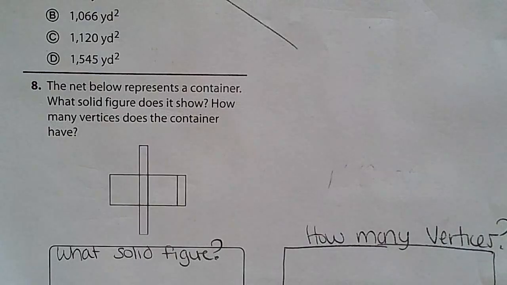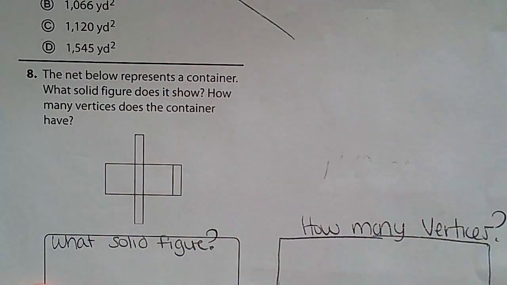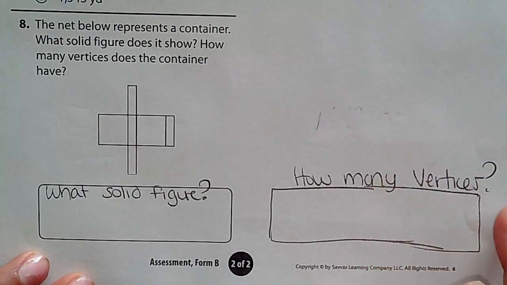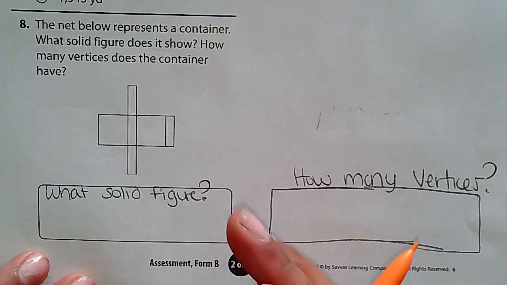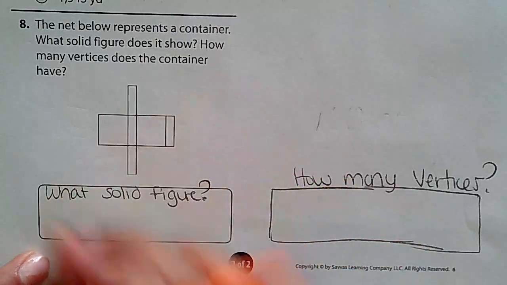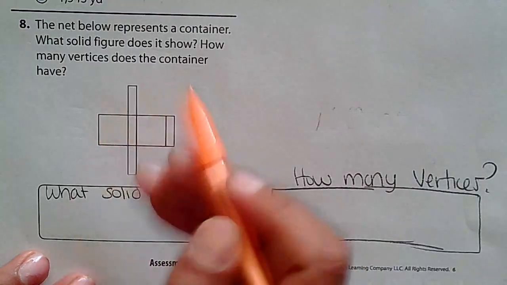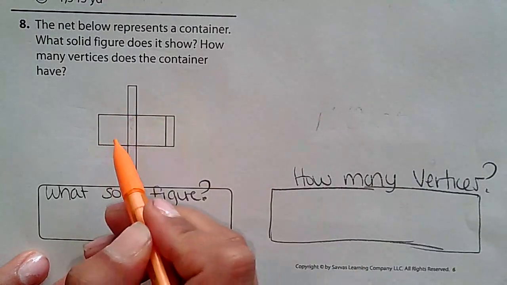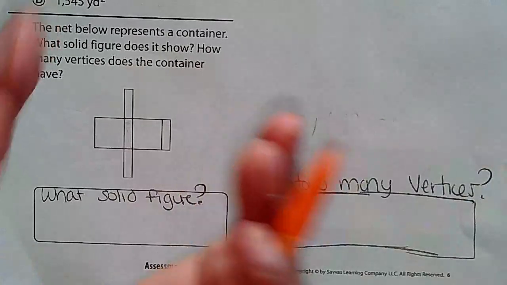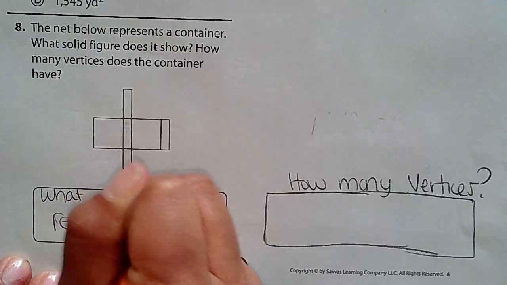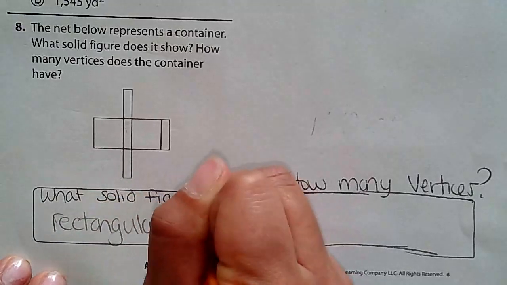Try to find it real quick. Number 8. All right, the net below, here's our net, represents a container. What solid figure does it show? How many vertices does the container have? So remember, this is kind of like origami. What would this shape look like? What would this figure be if we were to fold up all these pieces and glue them together? So if I take this piece and I leave it flat and I fold this piece up like that, I would have a rectangular prism.